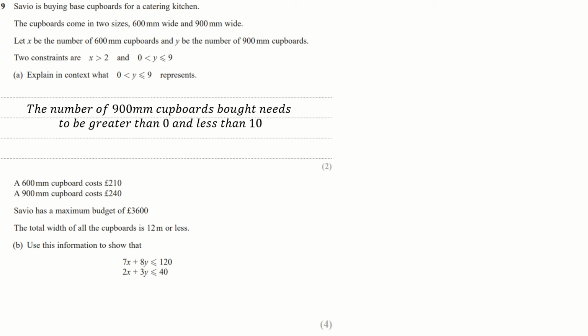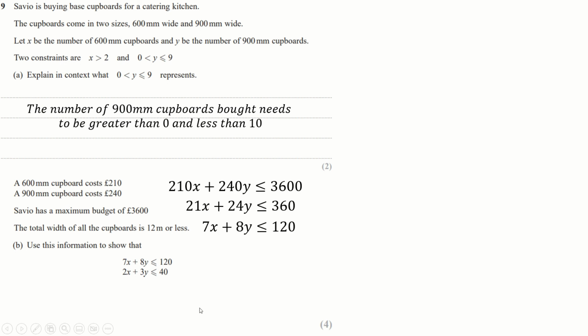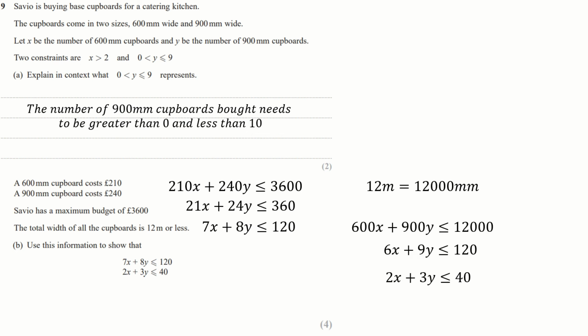And then it says, show where these two inequalities come from. Well, 210 lots of x, the number of 600s you buy, plus 240 lots of y must be less than your budget. If you just divide by 10 and then divide by 3, you get the first one. And then on the second bit, basically it's saying if you line all the cupboards up side by side with no gaps between them, it must make a width of less than 12. So, okay, 12 meters is actually 12,000 millimeters. So 600 times the number of x's you have, plus 900 times the number of y's, must be less than or equal to 12,000. Divide by 100, then divide by 3. And you end up with that constraint there.